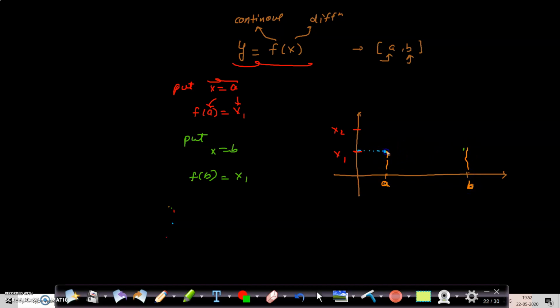Okay, that means if you draw the curve, suppose this is a curve of the given function f of x. Suppose we draw it. Between this we have some points between A and B. So the first point we have to understand: first we are putting the starting point and ending point in the function. Now we are checking it. On A, what you got? x1. On B, what you got?